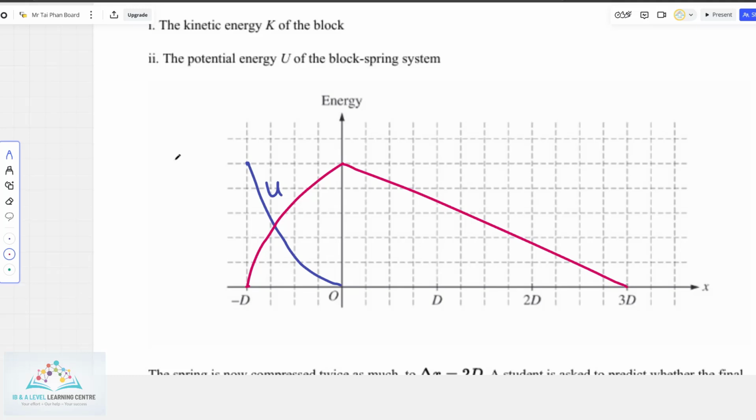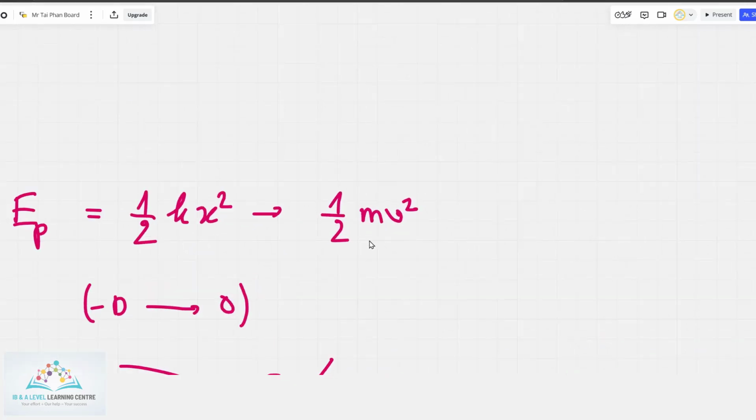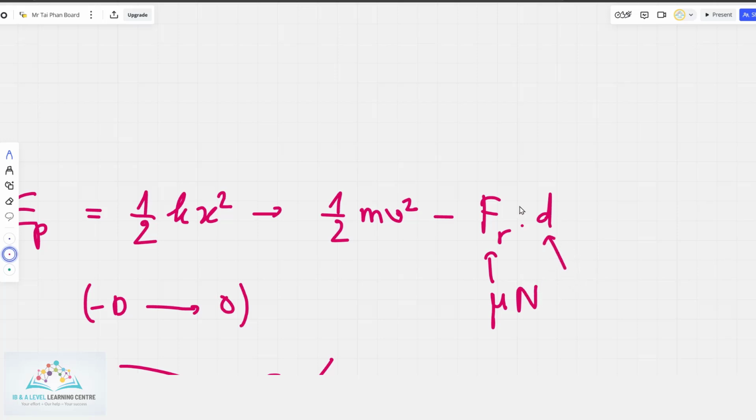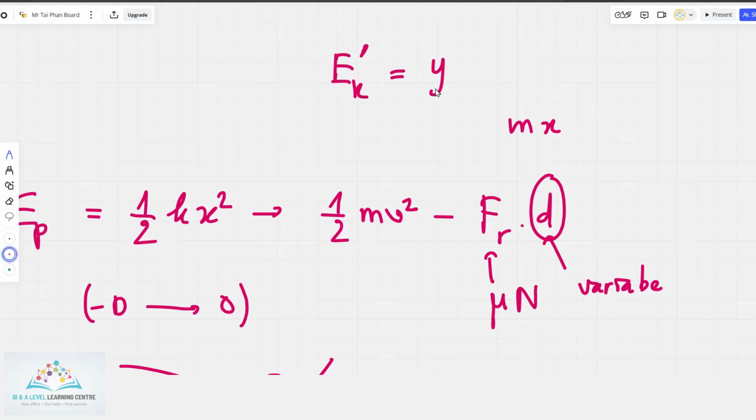Wait, why is it linear instead of quadratic? Because the decrease of the kinetic energy, 1/2 mv squared, is because of the work done by friction. We subtract the frictional force multiplied by the distance, and this friction is a constant, which is the coefficient of friction multiplied by the normal force, and therefore the distance here varies linearly. This is the variable with a constant, like mx, and therefore the graph of the final kinetic energy is a function of the distance d here.